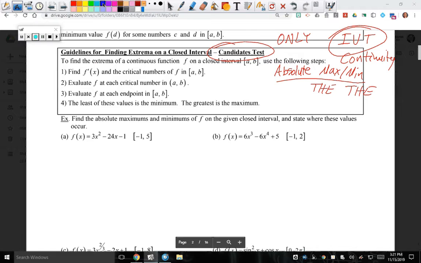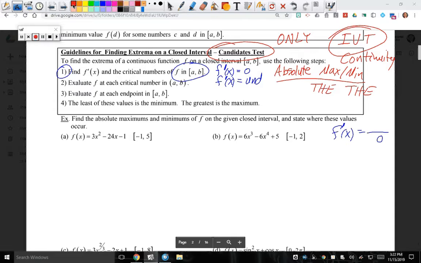Alright, so find f prime of x and the critical numbers in the domain A to B. How do I find critical numbers? What did you learn today that we find critical numbers by doing? Find the derivative. And we set it equal to what? 0 or does not exist. Yep. 0 or does not exist. Undefined, right? So functions are undefined, limits do not exist, and derivatives can be undefined as well. Because a derivative being undefined just means that whatever you get for your derivative function, you could have a 0 on the bottom. That's what f prime equals undefined means.